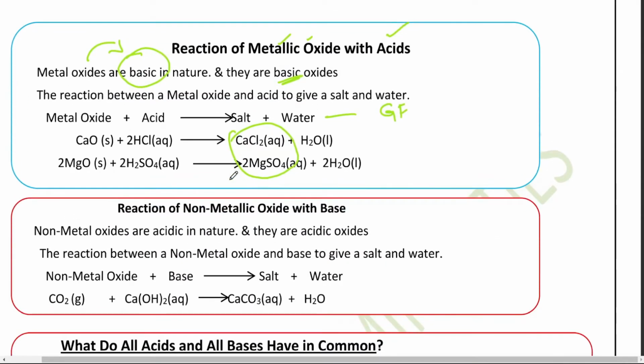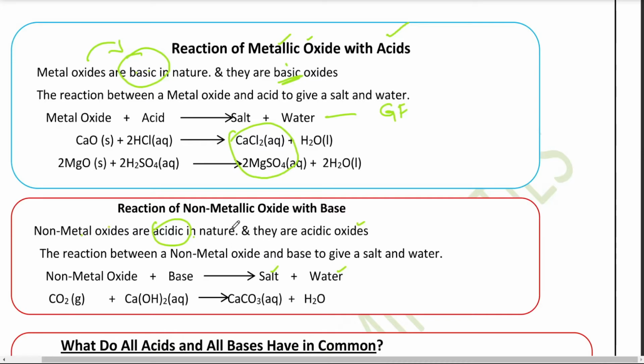So let us see how the reaction of non-metallic oxide with base takes place. Non-metallic oxides are acidic in nature, whereas here it is basic in nature. Metal oxides are basic in nature, whereas non-metal oxides are acidic in nature. Here they are basic oxides and here they are acidic oxides. Therefore, when a non-metal oxide comes in contact with any base, we get salt and water. Carbon dioxide plus any base, calcium hydroxide we have taken here, gives you calcium carbonate plus water.